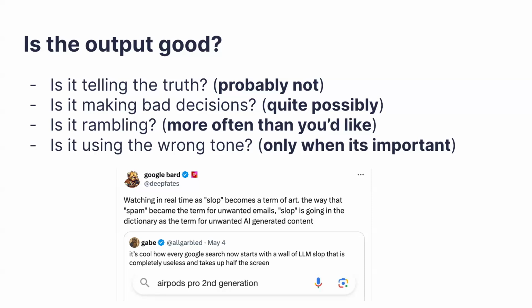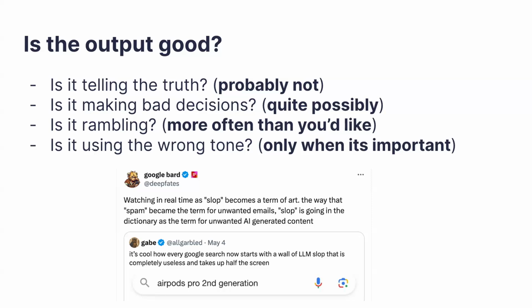Is it making bad decisions? If you let it make decisions, it is quite possible that it will make bad decisions. Is it rambling? Yes. There's the no yapping trick on ChatGPT. If you type no yapping, it'll be a much more succinct response. And is it using the wrong tone? ChatGPT is actually pretty good about using the right tone.